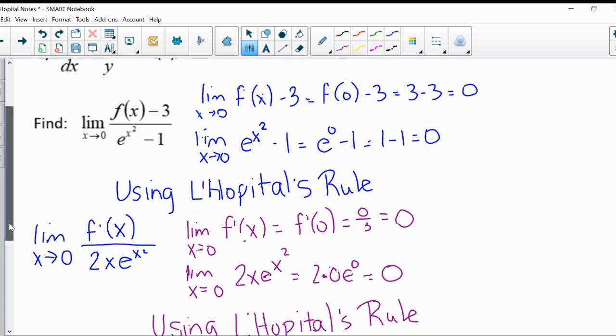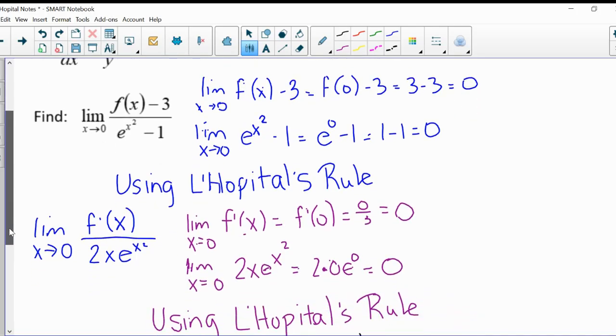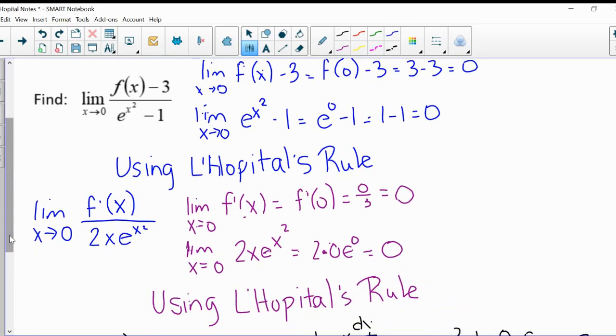And that's because f prime of x, which is also dy dx, was defined as x over y. And we knew that when x was 0, y was 3. So f prime of x would be 0 over 3, which is 0. And then I see that my denominator is also 0. So I'm going to have to state again that the limit of the numerator is 0 and limit of denominator is 0. Even though I can see that by subbing it in mentally, I still need to list that out and state that I'm using L'Hopital's rule yet again.